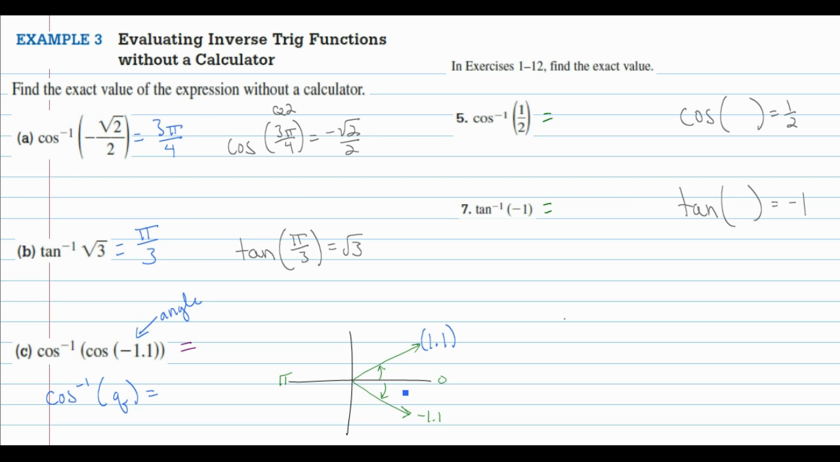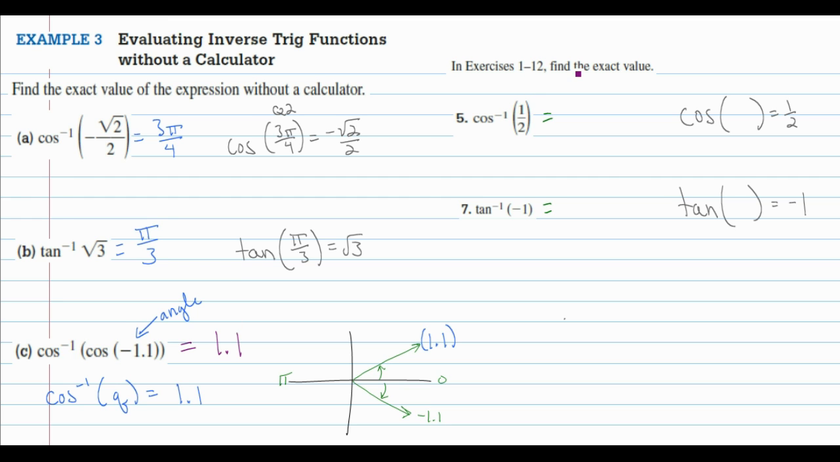So if I call the cosine of angle negative 1.1 Q, and now I'm trying to find the angle whose cosine is Q, but between 0 and pi, that's going to be positive 1.1. So I'm going to make my final answer here 1.1.